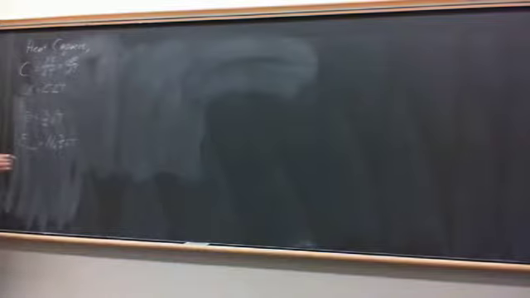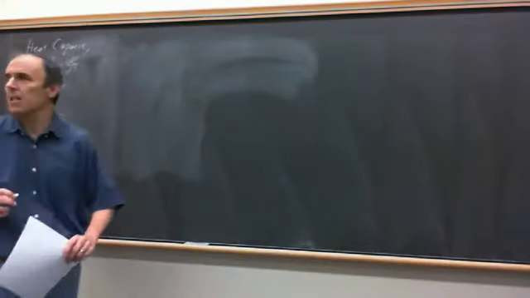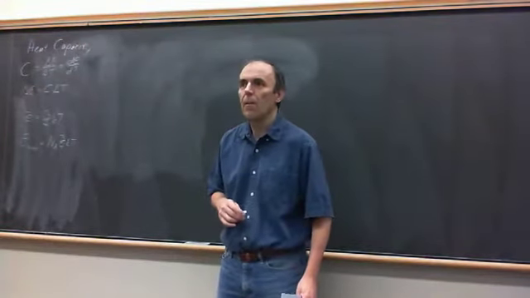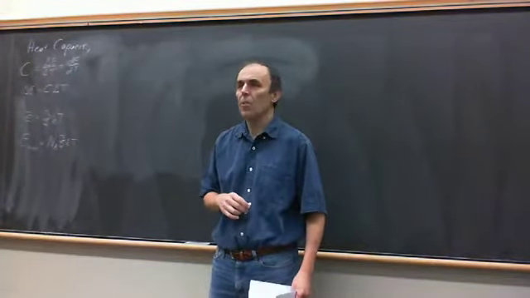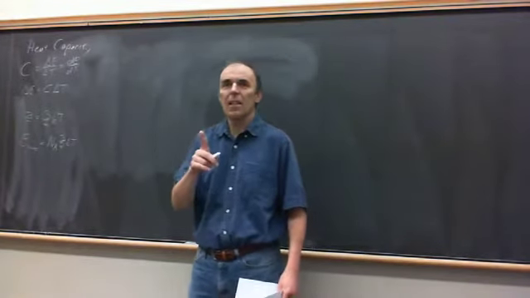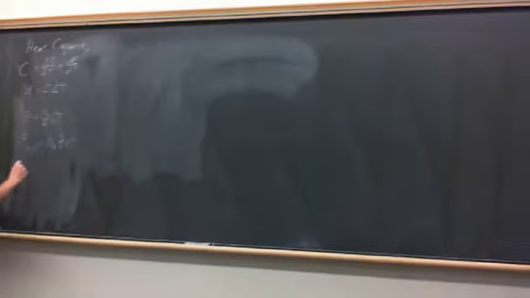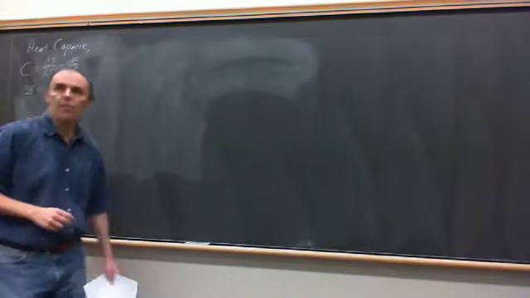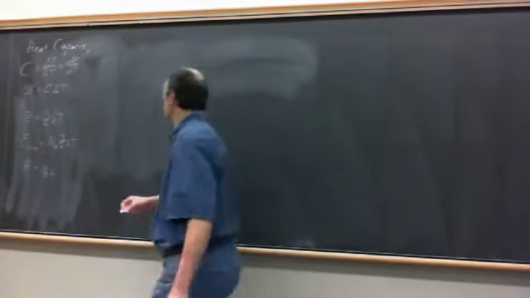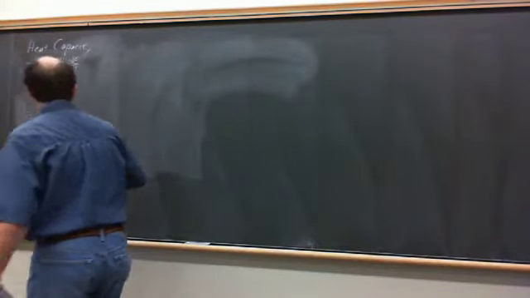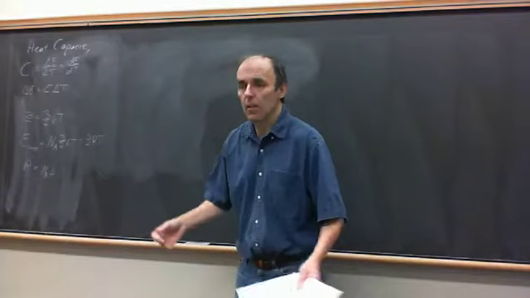Now, Avogadro's number times k. Does anybody know what Avogadro's number times the Boltzmann constant is? Anybody either read or remember from maybe a chemistry class? The gas constant. If you remember the gas constant from the ideal gas law, that's equivalent to Avogadro's number times the Boltzmann constant. So this becomes 3/2 RT if you want to use the gas constant.